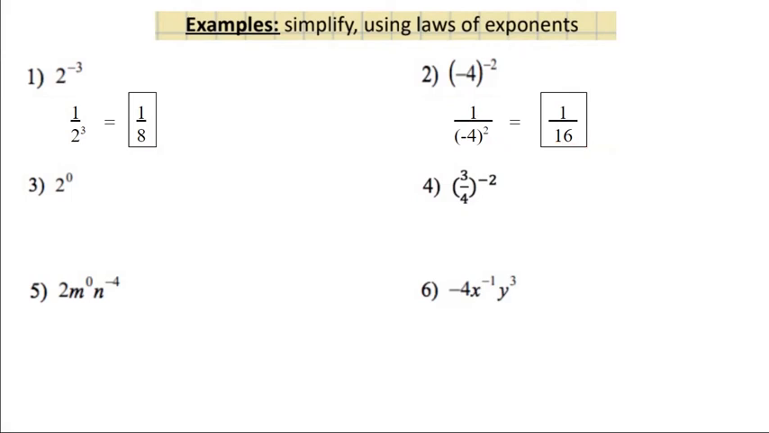Problem number 3 gives us a problem with 0 as an exponent. Now remember that anything to the power of 0 is equal to 1, so to the power of 0 simply equals 1.